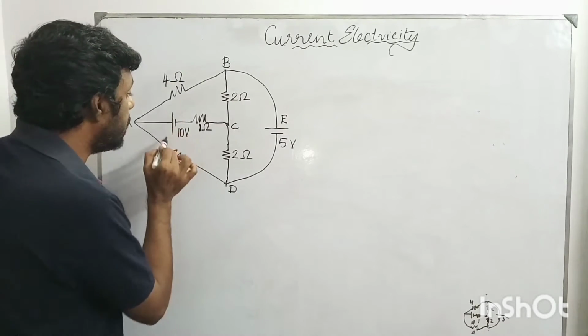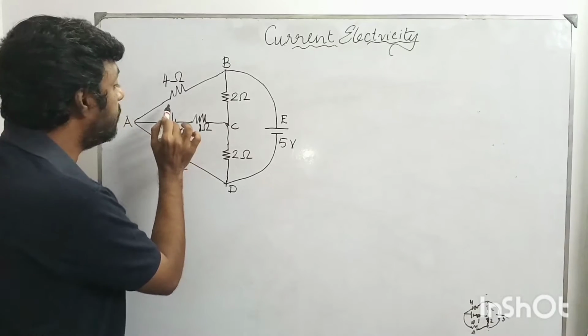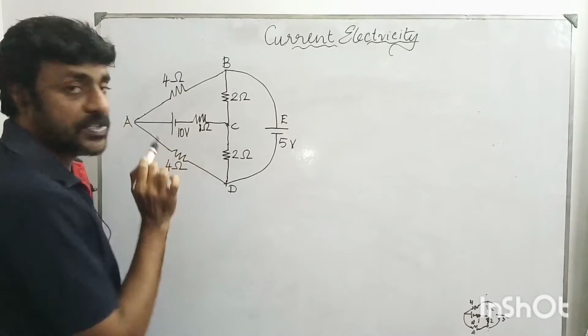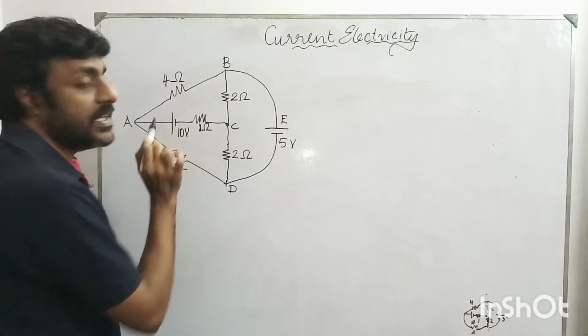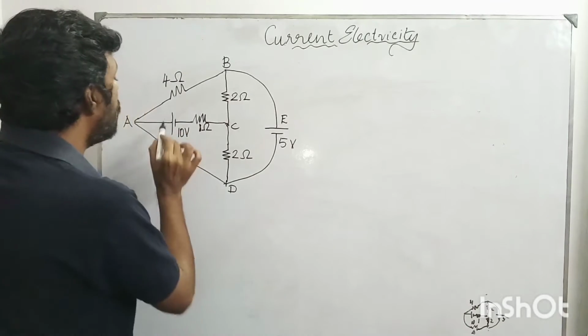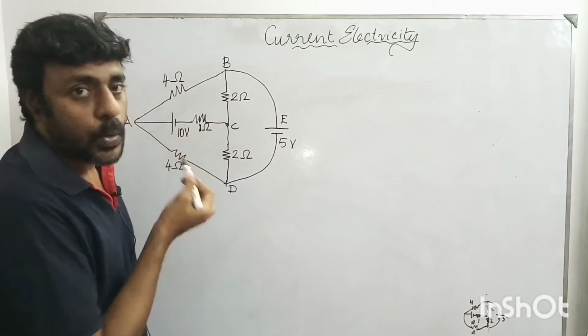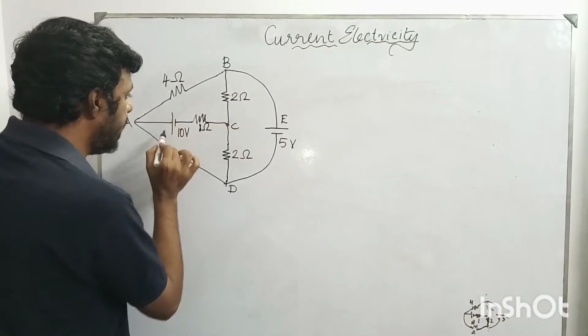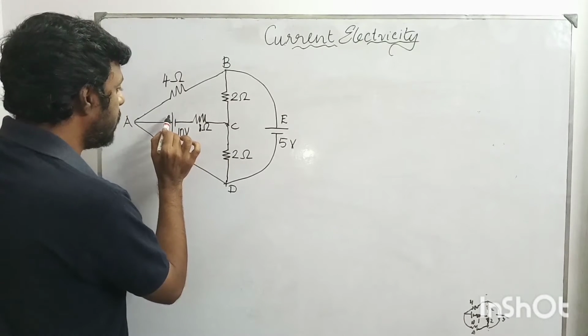So in this battery, the bigger line is the positive terminal, and the short line is the negative terminal, right? You would have learnt this in your lower classes. So this is the voltage source, and this is the positive terminal.